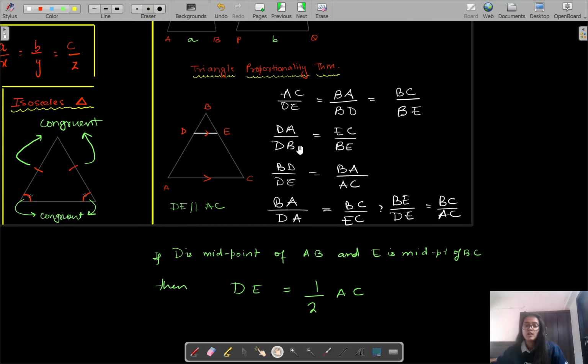So this task I'll leave up to you. You just read all these ratios and try to understand how these ratios are coming up. And finally, in the same concept, if D becomes the midpoint of AB and E becomes the midpoint of BC, then this line segment DE will be half of AC.